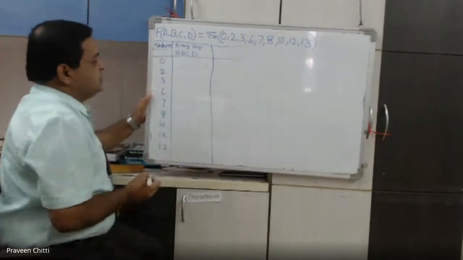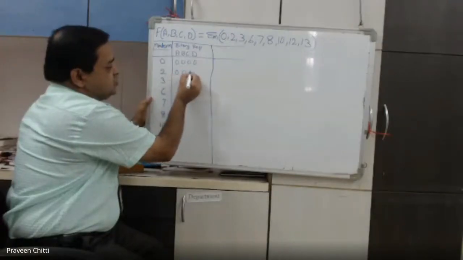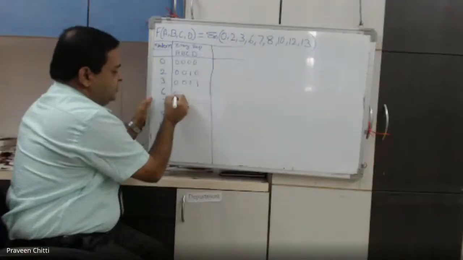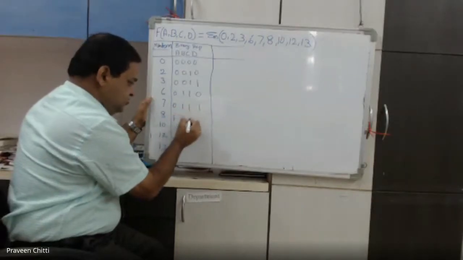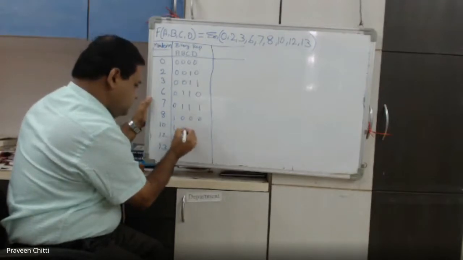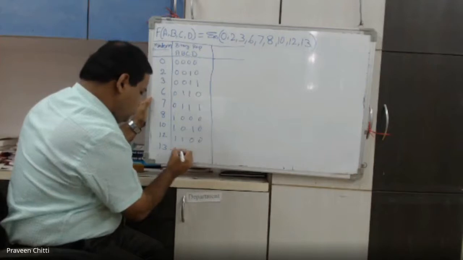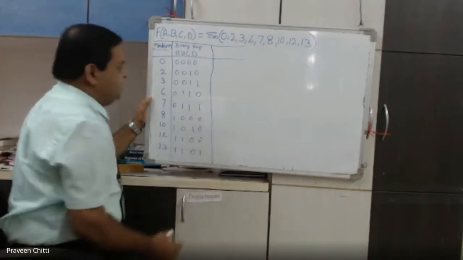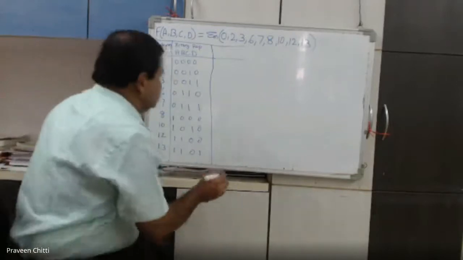What should I write first? 0 is nothing but 0, 0, 0, 0. 2 is 0, 0, 1, 0. 3 is 0, 0, 1, 1. 6 is 0, 1, 1, 0. 7 is 0, 1, 1, 1. 8 is 1, 0, 0, 0. 10 is 1, 0, 1, 0. 12 is 1, 1, 0, 0. 13 is 1, 1, 0, 1. Right? Binary representation we have done.